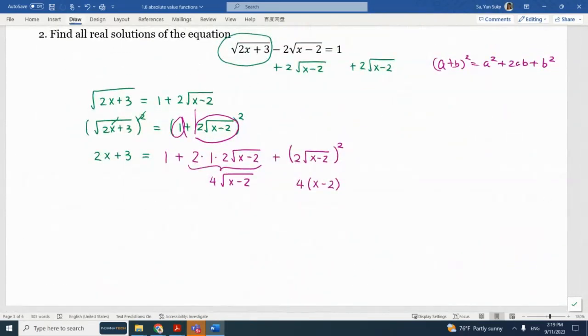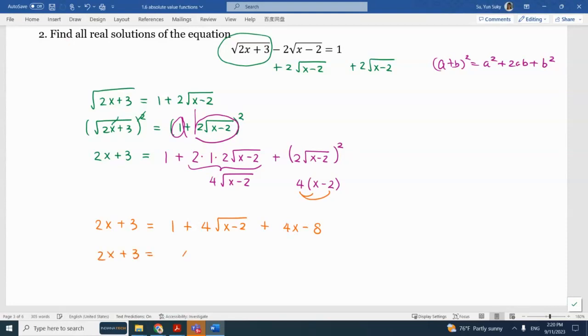All right, so let's continue. We have 2x plus 3 equals 1 plus, the middle term is 4 square root of x minus 2, plus, distribute. What do you get? 4x minus 8. Yes. See? We square both sides, we get rid of one of the square roots. But we still have one more square root here. So in this case, you can isolate this square root. So move the other things to the left side to isolate it. How about we combine the like terms? What's 1 minus 8? -7.